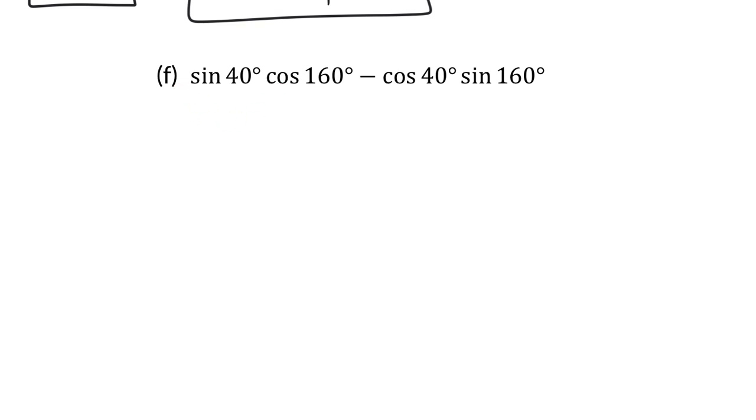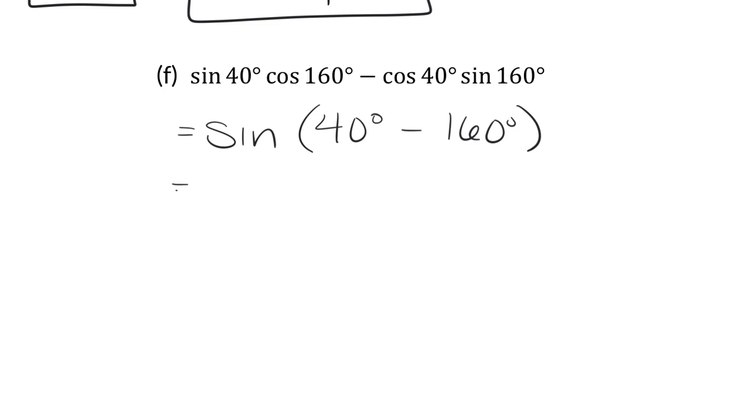Okay. So I know that this is going to be the sine of 40 degrees and then something 160 degrees. Is that something a plus or a minus? Minus. Very good. So we are subtracting these things. What is 40 degrees minus 160 degrees? -120 degrees. Now here's an interesting moment.